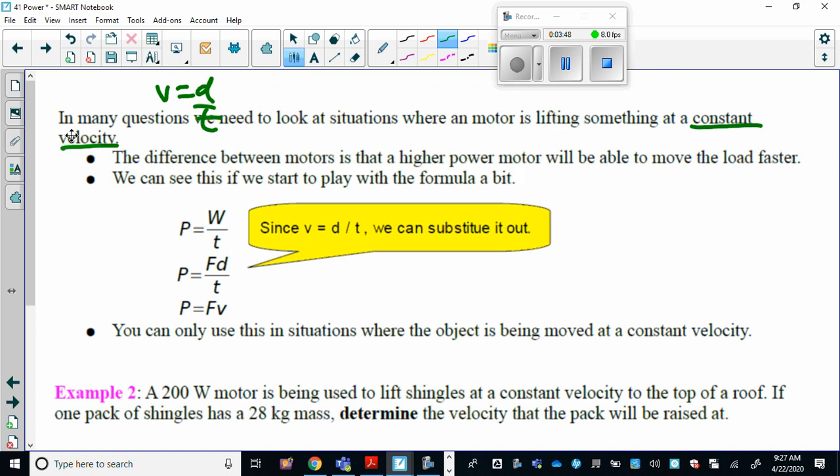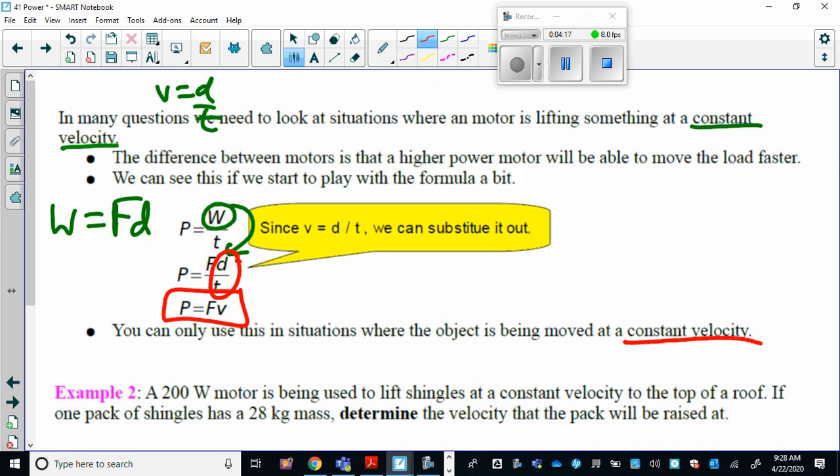So you can see what they've got here is they've taken work, and we know that work equals force times distance, and they've replaced it with force times distance. But then we notice that right here, we have a distance over time. And so we can replace the distance over time with velocity, and that's how we get this derived formula. The power equals force times V, but it has to be where something is moving at a constant velocity, because then this formula applies, this formula and that formula only.